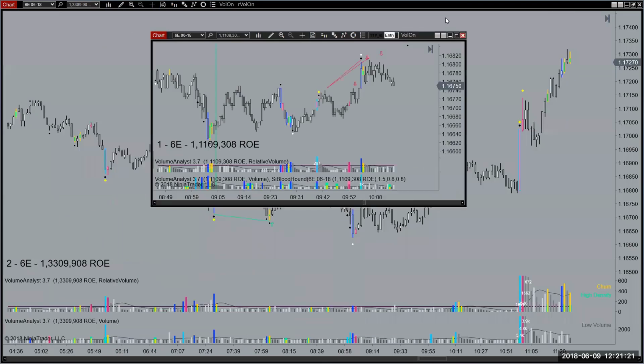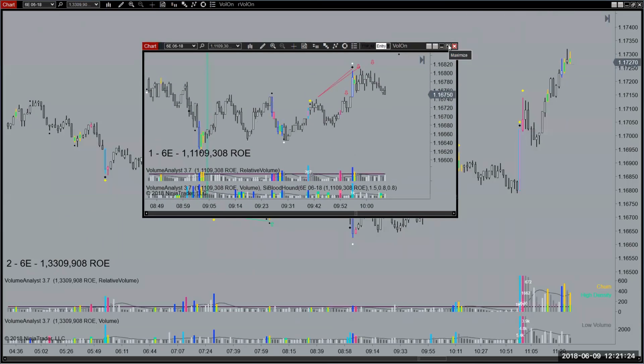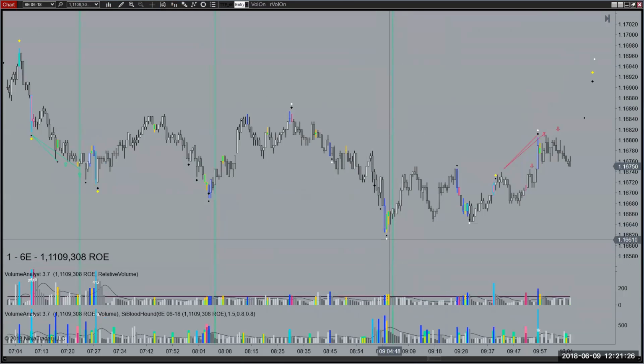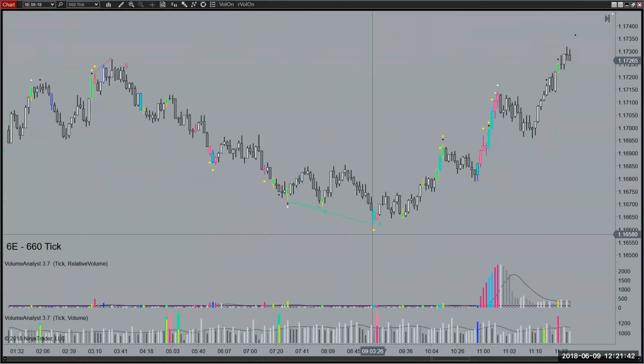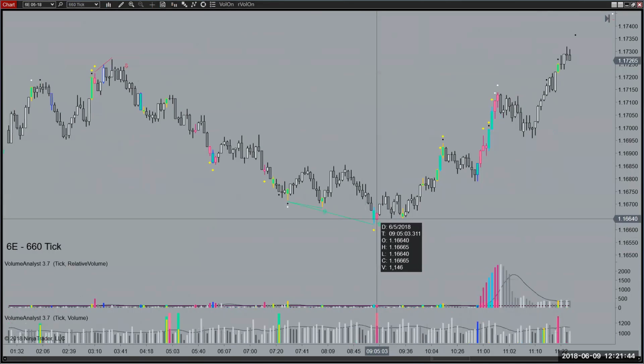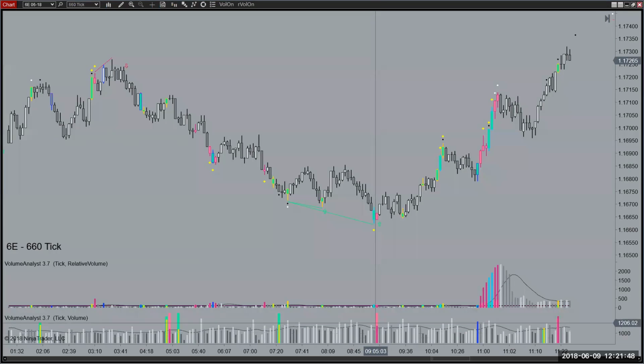So this is the RTS 1 chart. This is the chart that I have Bloodhound on. This is that low that I just showed you there. This is the tick chart. This is that low right there. You actually do have an extreme churn bar in the raw volume right there. This is where I got out right there. 1710, yeah, exactly. That's where I exited right there.